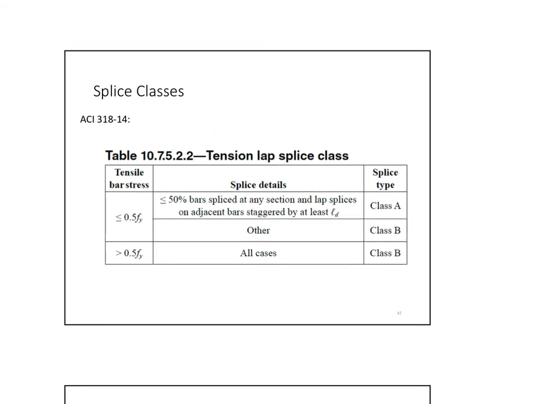Now the same information but in a different table, that's in chapter 10. It tells you if the tensile stress in the bar is less than 50% F yield and less than 50% of the bars are spliced at the same section, that's a Class A, which means you're applying some staggering, right? Otherwise, it's Class B, and if it's more than 50% F yield, then in all cases it becomes Class B. This is how you define the difference between a Class A and a Class B.